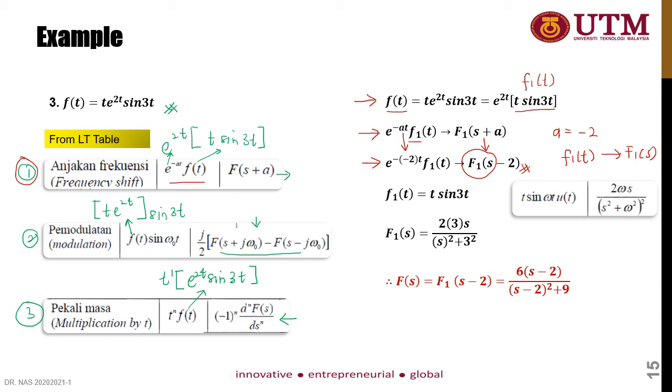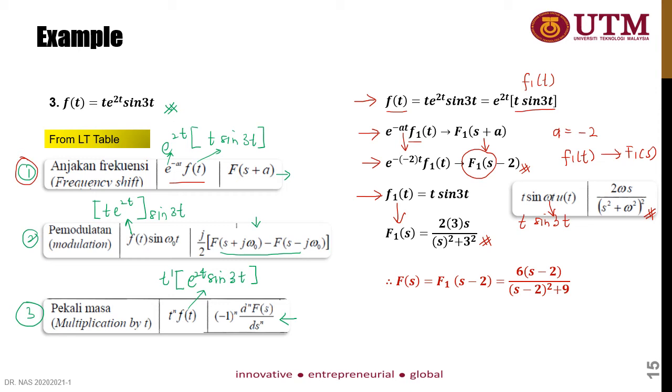Now find the Laplace transform of your f1(t). f1(t) will produce F1(s). So refer to the table. t sine omega t will be equal to this in S domain. Compare to your equation t sine 3t, so you know your omega equal to 3. Replace the omega by 3 and then you have your F1(s).